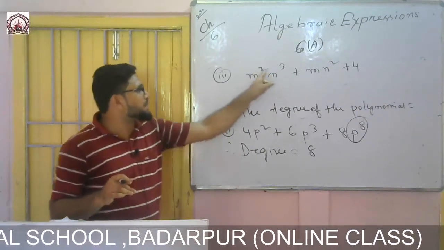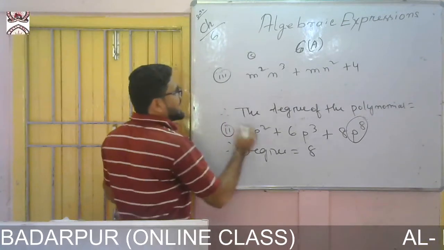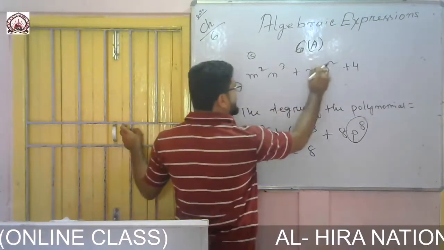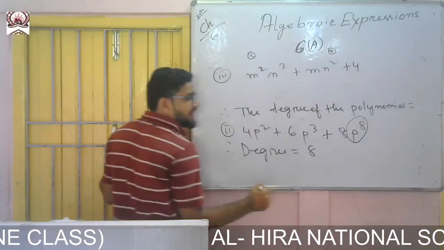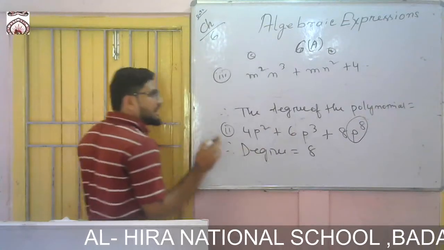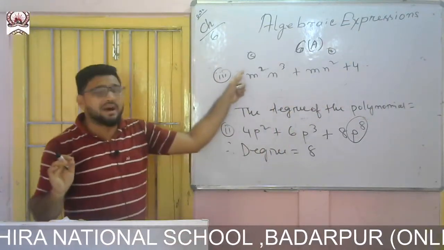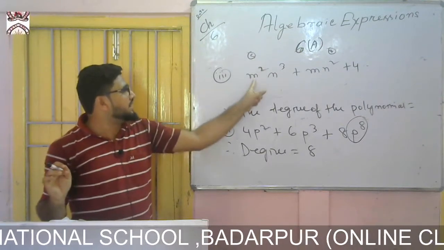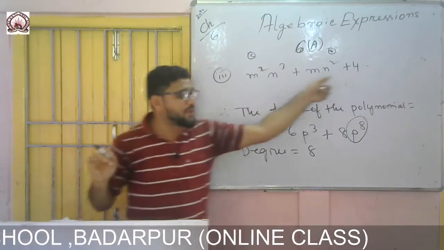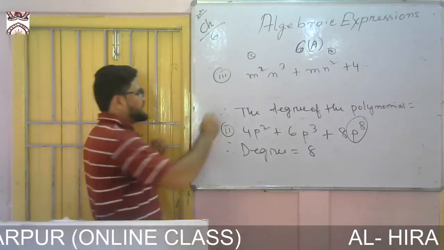So 2 plus 3 is 5. So here we got 5. Here 2 plus, nothing is there, that means 1 is there. So 2 plus 1 is 3. And here no variable is there, that means the power is 0. So which has the highest power? This m square n cube. So the degree of the polynomial will be 5.